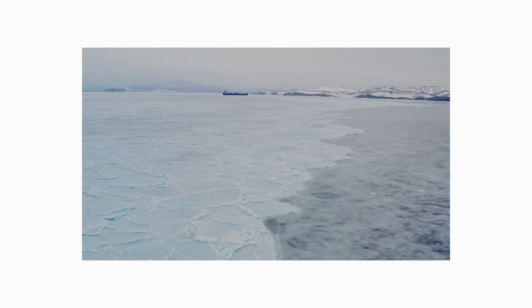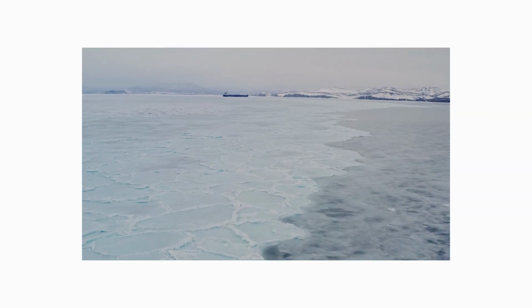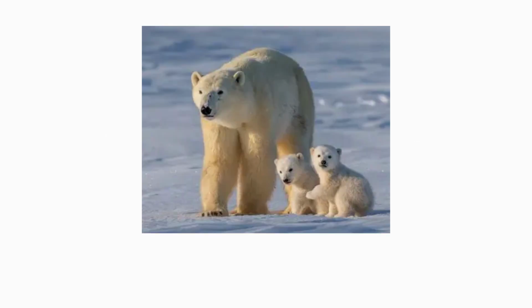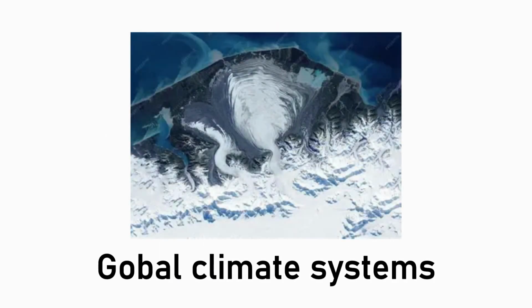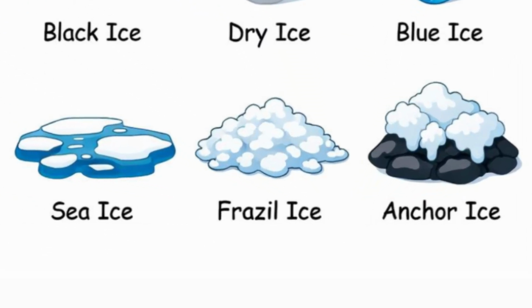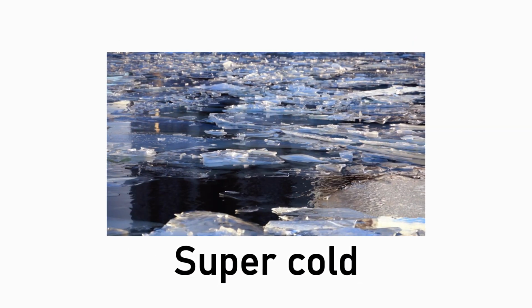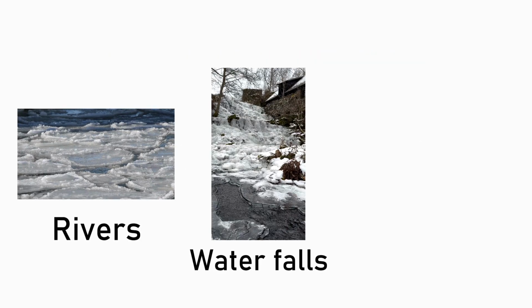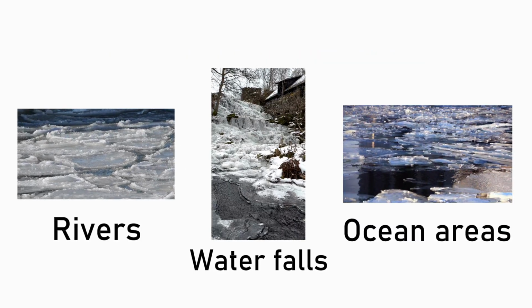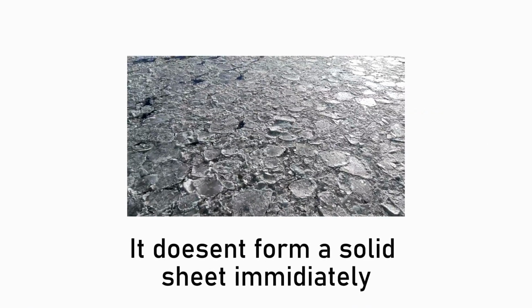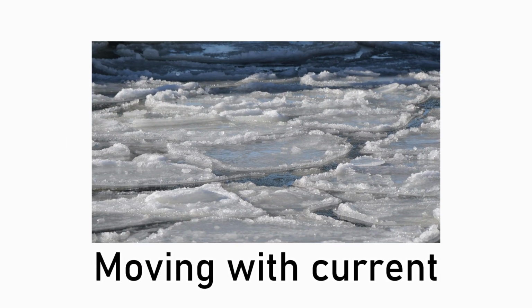It matters because even small changes in sea ice levels can impact sea levels, wildlife like polar bears, and global climate systems. Fragile ice. This consists of tiny loose ice crystals that form in supercooled, fast-moving water. It is often seen in rivers, waterfalls, and turbulent ocean areas at the start of freezing conditions. What makes it different is that it doesn't form a solid sheet immediately. Instead, it looks like floating icy slush moving with the current.